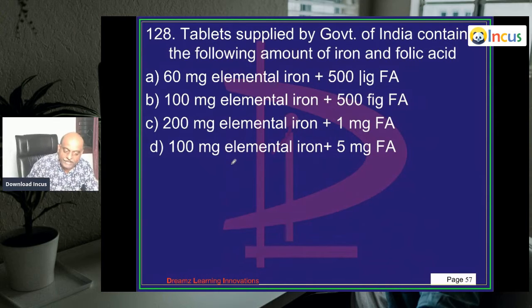So Government of India provides iron and folate. In that, 100 milligrams of elemental iron is what you have.